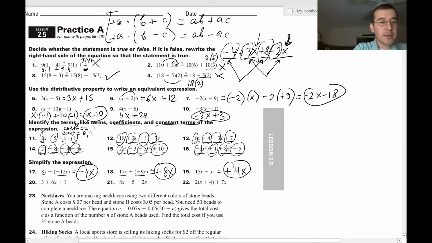20, what are the like terms? Well, 3 and 1 are the like terms. So we have 6x, and then 3 plus 1 is 4, so plus 4. 6x plus 4. 21, what are the like terms? 8x and 2x. So 8x plus 2x, we're adding up two positive terms. So 8 plus 2 is 10x, and then plus 5.